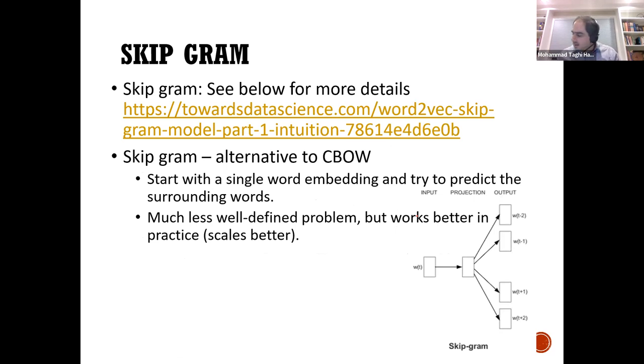Skip-gram is another one that is also used. Again, you can read about this one in the documents that I have mentioned.